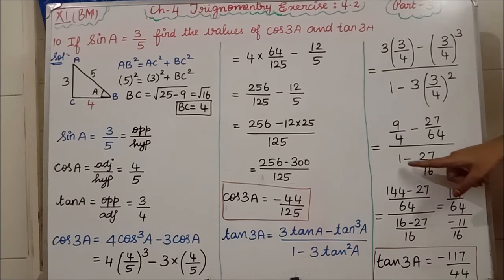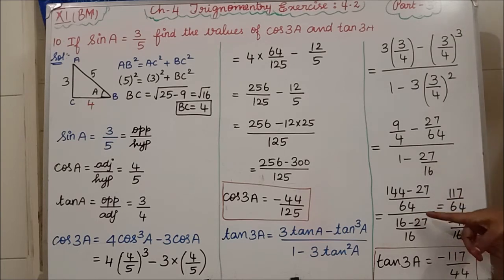Next step I am doing the cross multiplication. 16 into 1 is 16 minus 27 divided by 16. For the denominator, if you are having another denominator, it will become reciprocal, isn't it? So that step I have not written. You have to write that step because I don't have space here. So if I am subtracting, I am getting 117 divided by 64. Subtract means minus 11 by 16. So this you have to write.